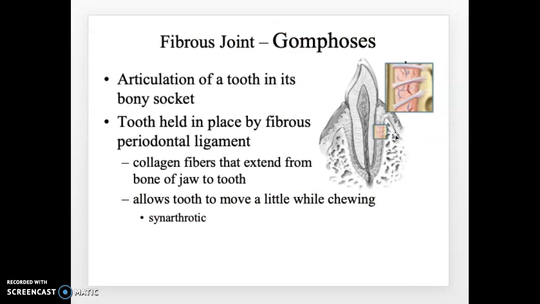The next type are called gumphoses. This is your tooth and your jaw. So this is held together by these periodontal ligaments, tiny little ligaments that hold your tooth in. And this has very, very little movement, but there is a little bit of give when you chew.